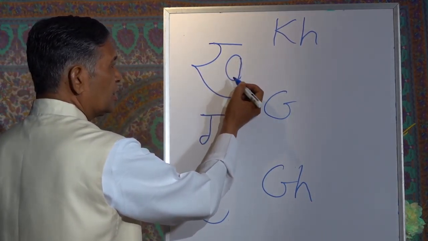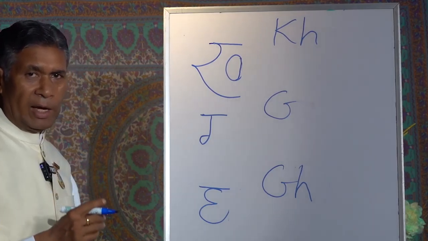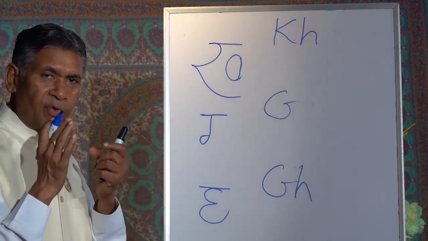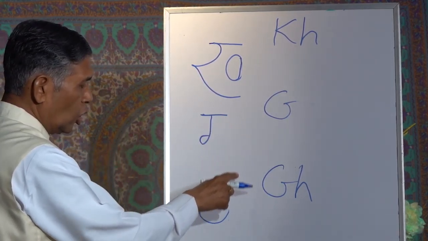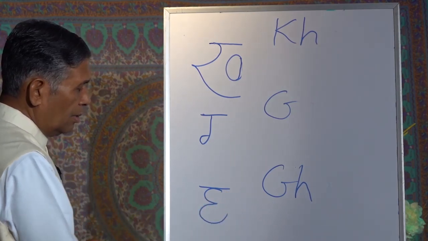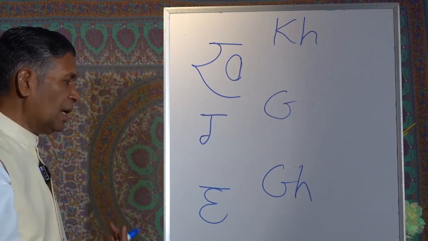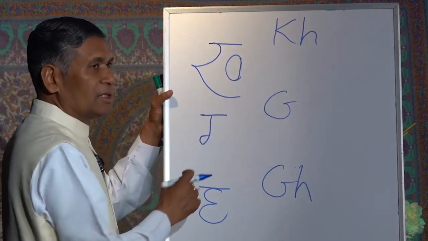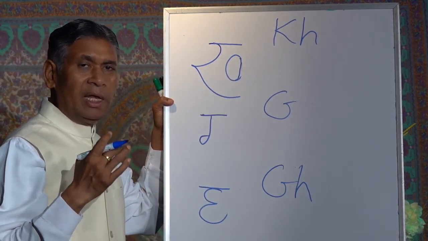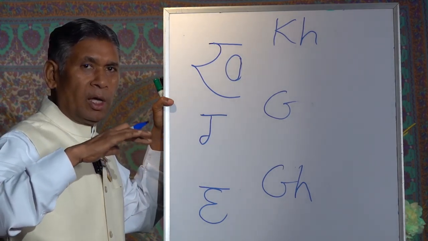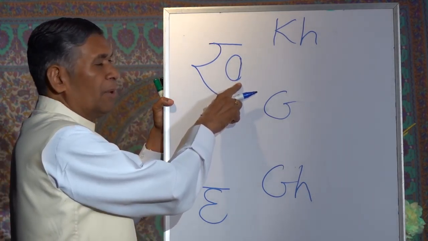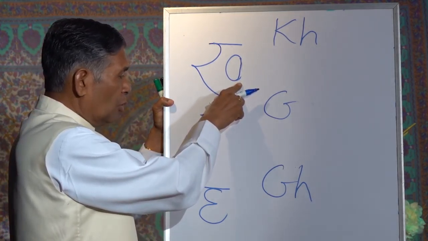And this group is 25 letters. There are 25 letters where there is a stroke in the letter; remove the stroke, and the letter will be half. For example, Baba says takht, meaning throne. For takht, kha will be half in the middle of the word.